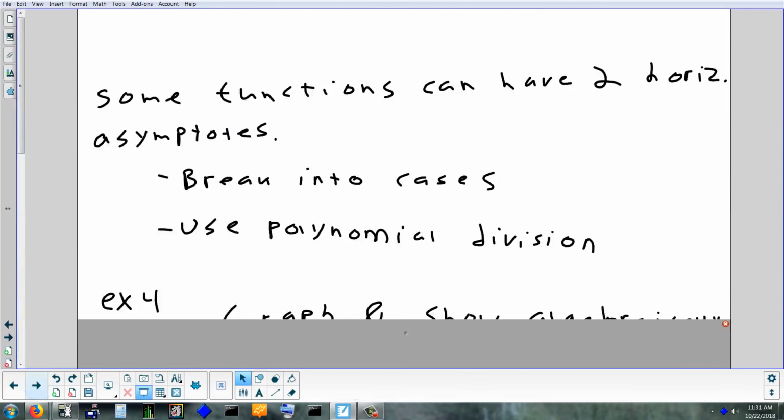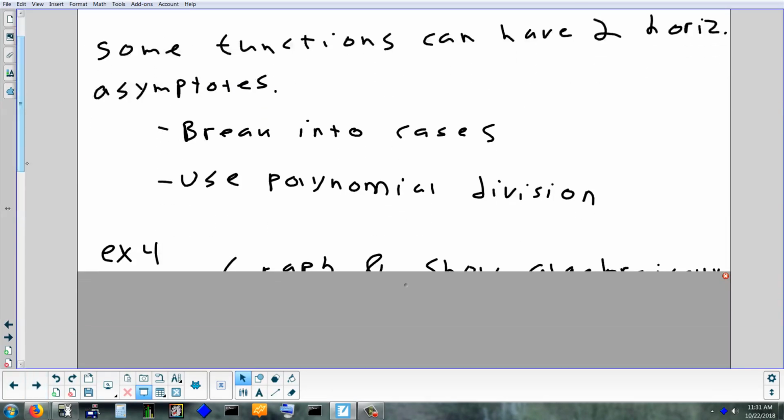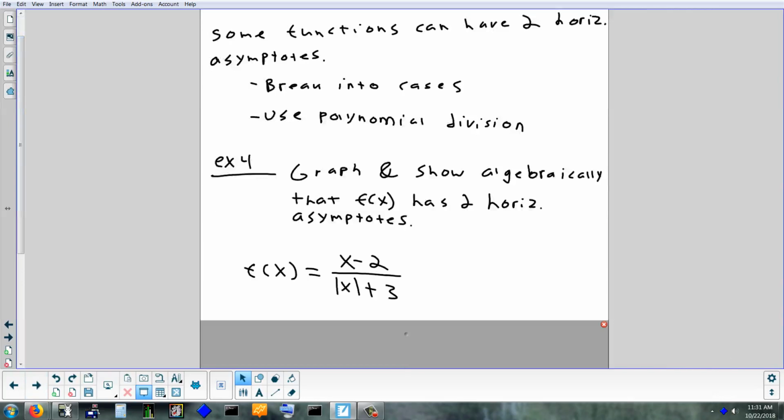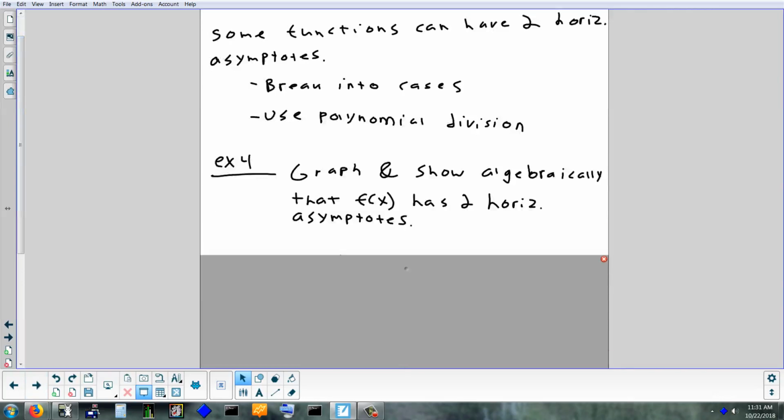All right, so let's look at a graph that has 2 horizontal asymptotes, different ones. What we're going to do in this problem is break it into 2 cases. And I think once I show you the problem, you'll know what the 2 cases are going to be. One's going to be if x is greater than this, one's going to be if x is less than this.